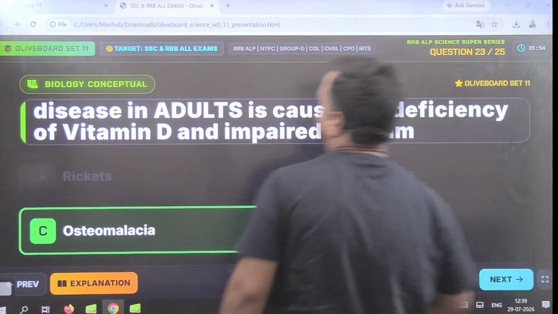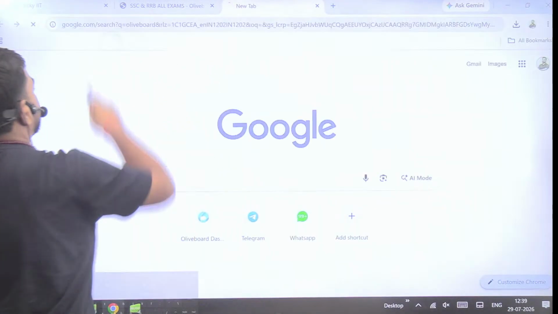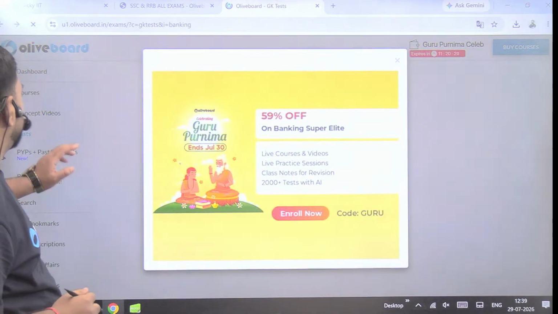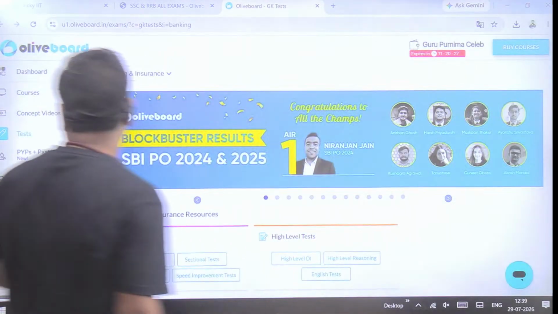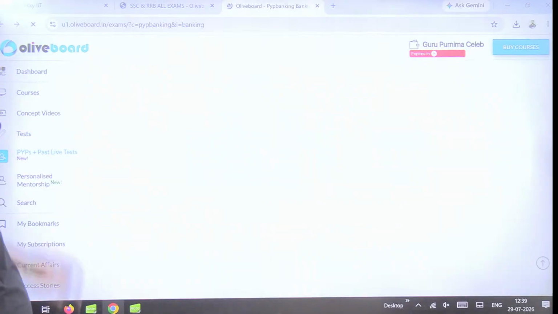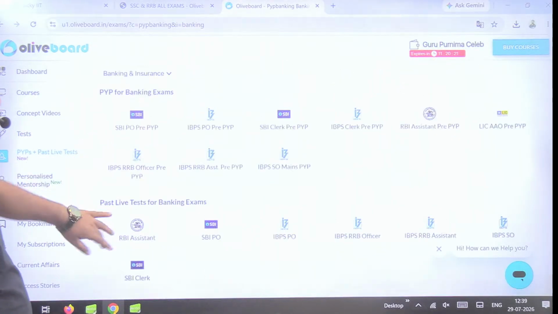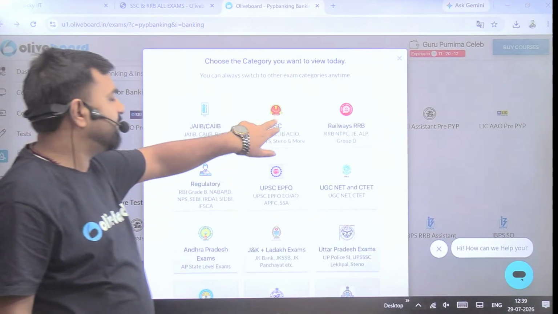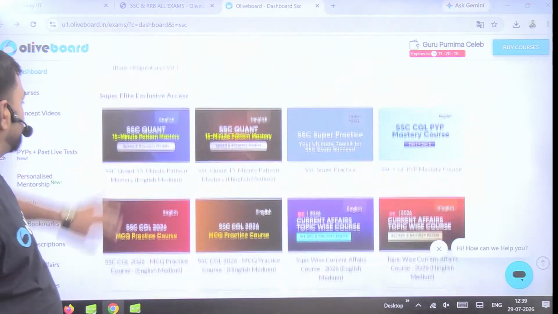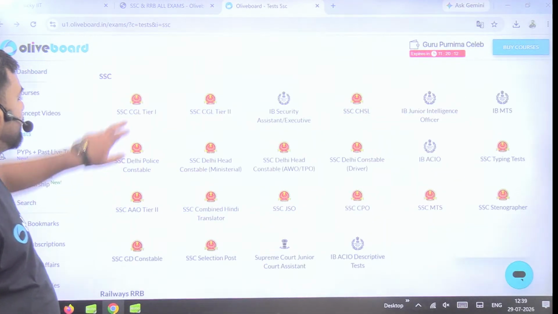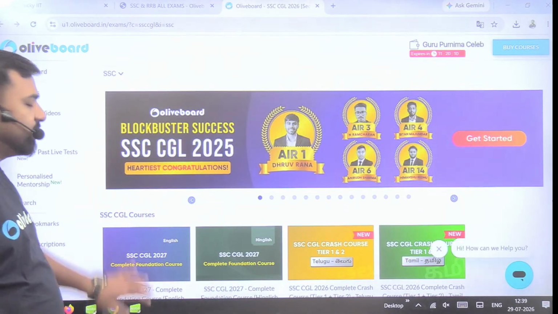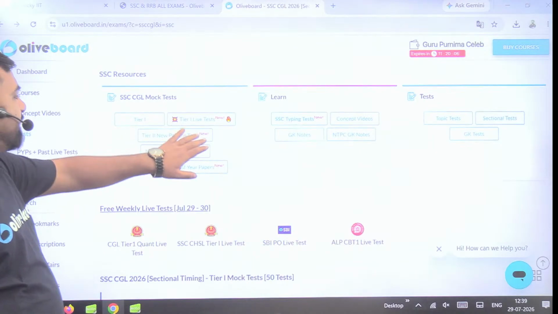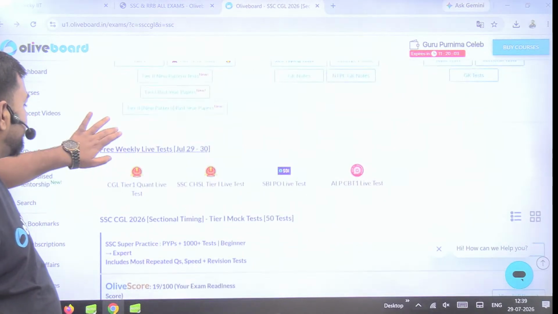If you want to practice them, you can go to the Oliveboard's website. On the website, when you click on the first link, you can go here with the test and PYP plus past life test, and here you can choose whether you're going for banking examination or SSC examination. Let's say you're preparing for the SSC exam. So go with the test option, click on SSC CGL Tier 1 if you're preparing for Tier 1. Here you can see Tier 1 live test, Tier 2 test, all the types of tests are here.